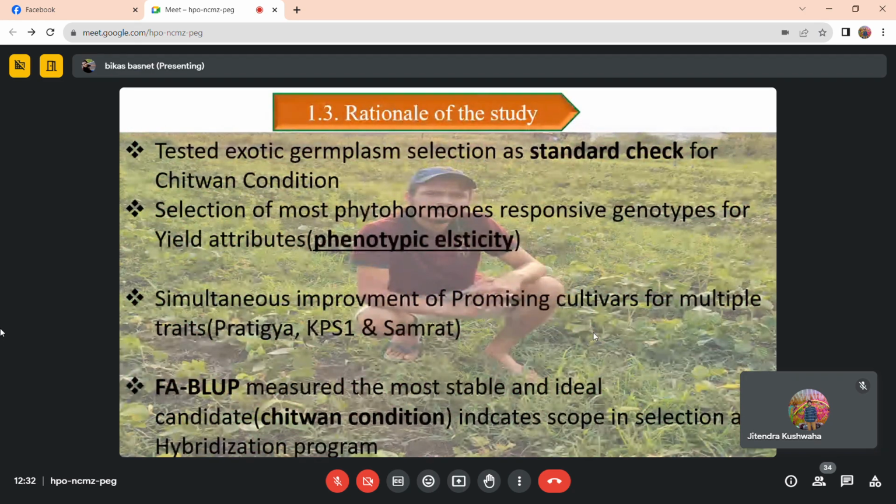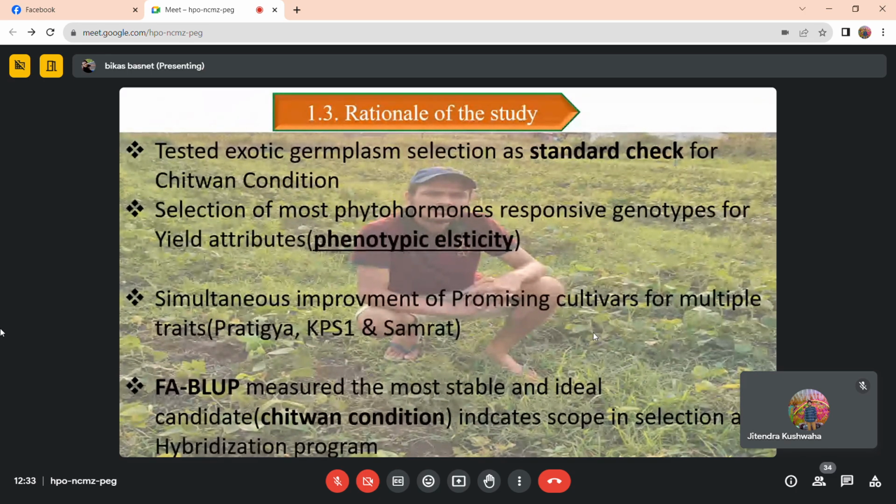And here is the rationale of this study. In Nepal, when we see the scenario of the moong bean cultivation practice, only a few domestic germplasm are tested and they are considered as promising cultivars. But I use a Taiwanese cultivar. These are the Korean germplasm, and this is necessary as a standard check for any breeding program.